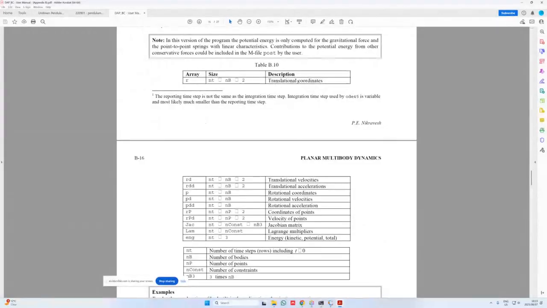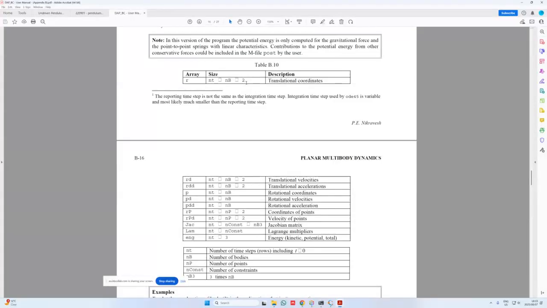So R refers to the translational coordinates. The size of this array is given as nt by nb by 2. So what does this mean? The number of time steps. In my case, I'm working with 30 time steps, so it's 30 by the number of bodies. I have a single body, so it's 30 by 1 by 2. The reason for the 2 is that the coordinates array contains the x and y coordinates.